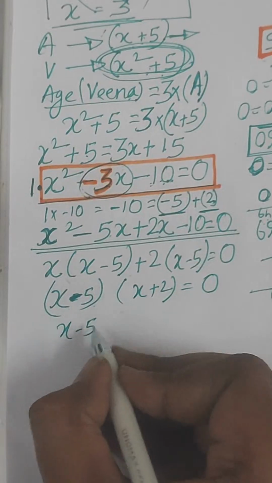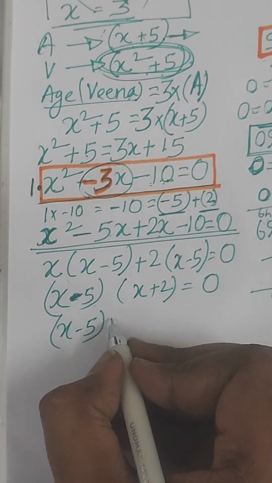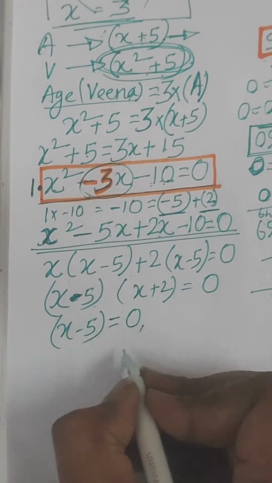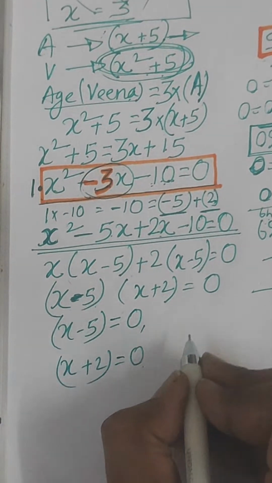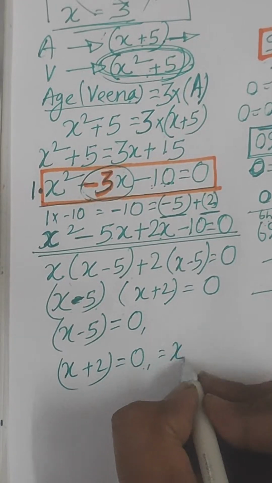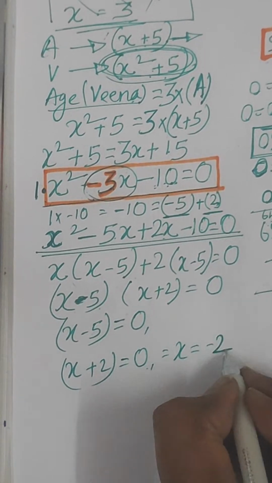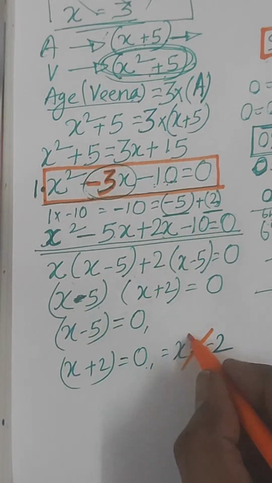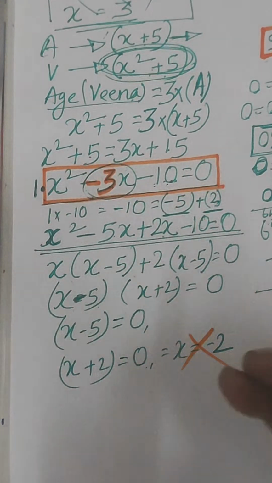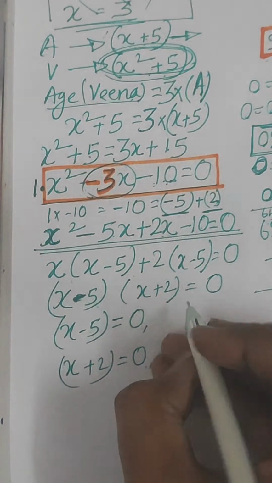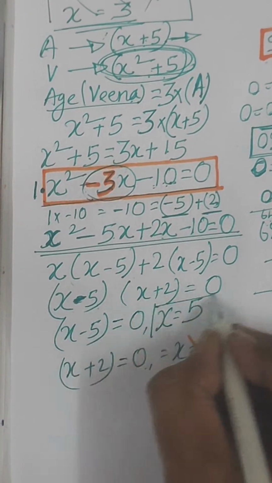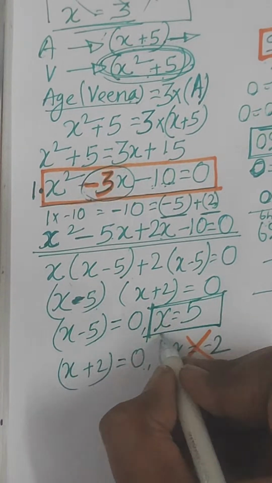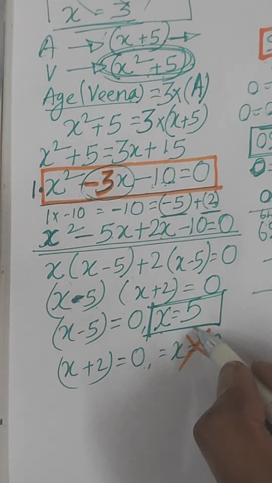In the next step we can equate x minus 5 as equal to 0 and x plus 2 as equal to 0. The latter one will give x equal to minus 2. So the age cannot be negative, so this option will not be taken, right? And the first option will give you x is equal to 5, right? So x equal to 5 is the right option because it's a positive number.